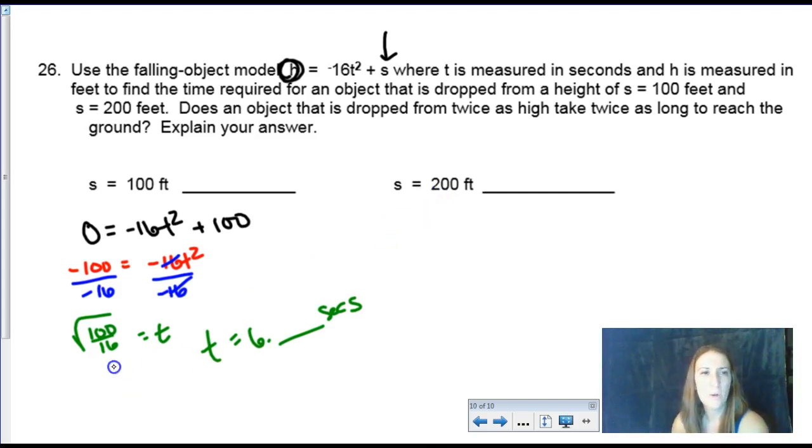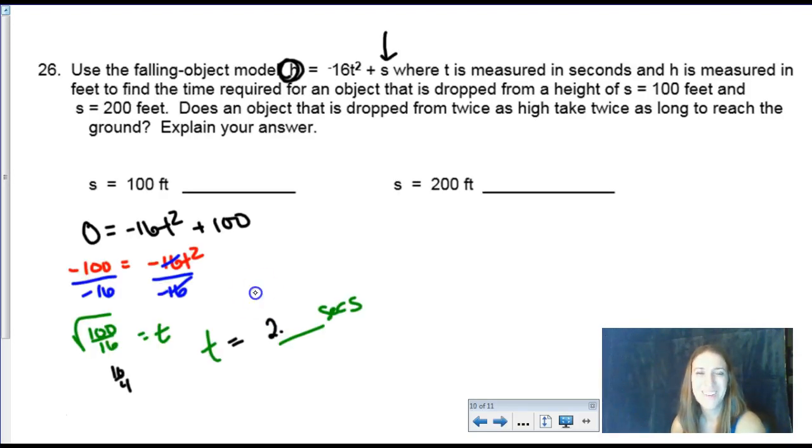All right. Oh, I don't know if I did that right. That wasn't 6, was it? 10 divided by 4. Your mental math better. 10 divided by 4 is 2 point something. Look at me trying to be fancy.